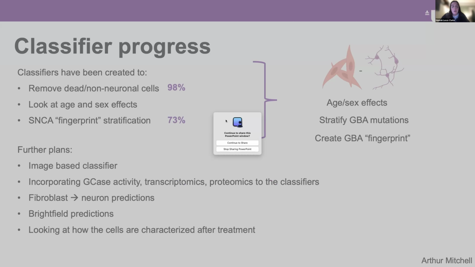And then hopefully we can also create some new models to train from the image data and then incorporate all of this extra complexity of data into the models. So the GCase activity, the omics, and see if that helps the prediction. Then also, because we see these different phenotypes in the fibroblasts and in the neurons, see if we can use the fibroblast to predict the neuron. And then can we actually predict whether the cell is from the patients or from controls by just looking at bright field images, which is something that would be very good to look at.